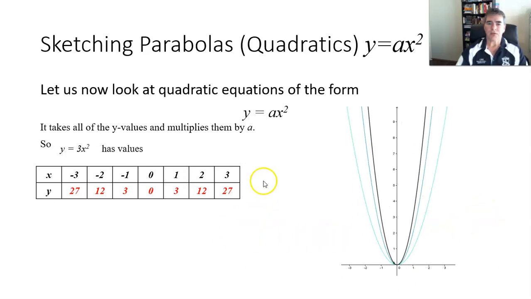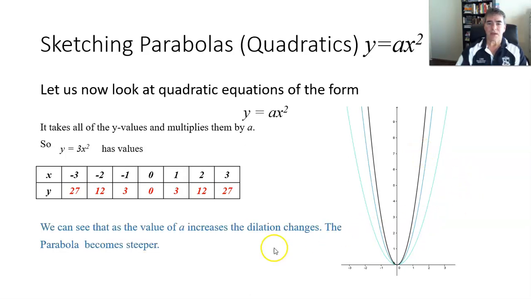Alright, I'm going to do a similar thing with y equals 3x squared. So it takes all those answers from before and multiplies them by 3. So this was our original y equals x squared, the lighter one. Then this was y equals 2x squared. And then this darker one here is y equals 3x squared. And you can see how the parabola seems to be even steeper again. Okay, and we call that the dilation. So as a increases, the dilation of the parabola changes. So the parabola becomes steeper.